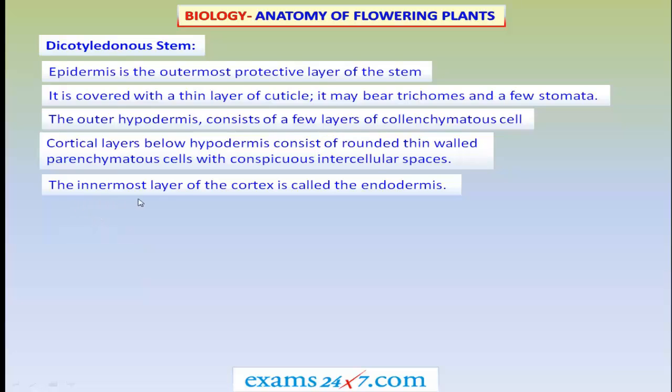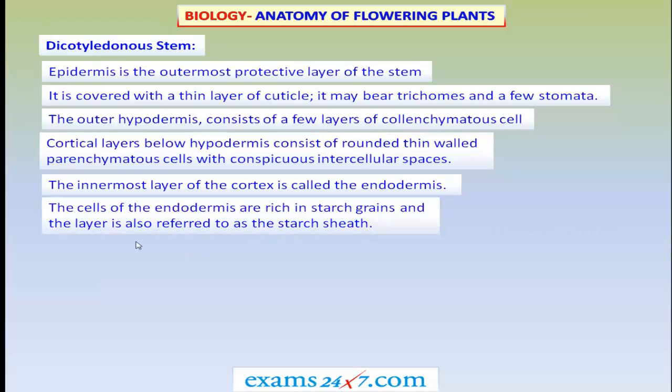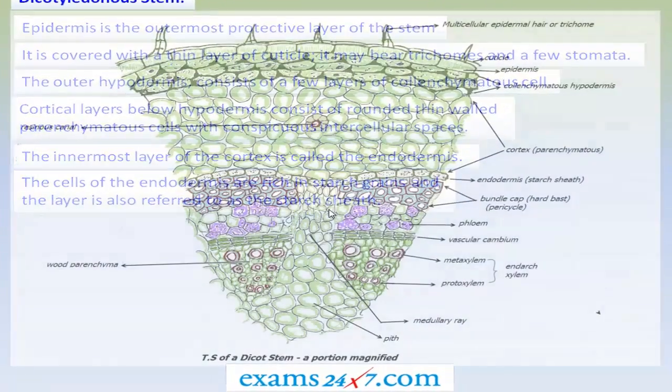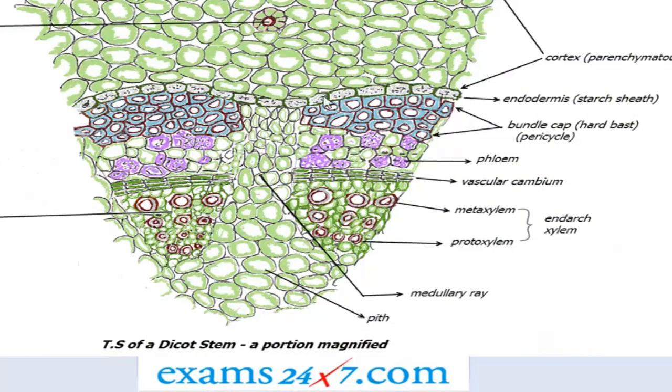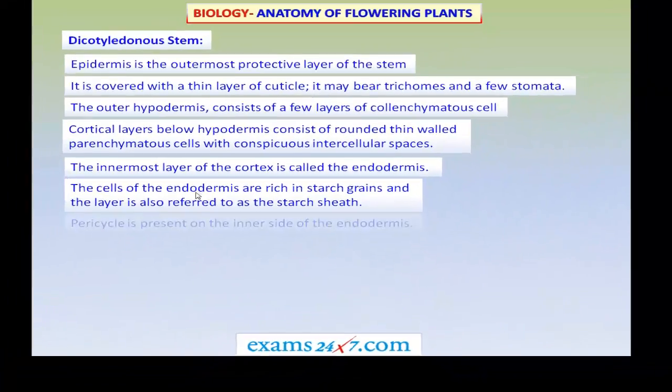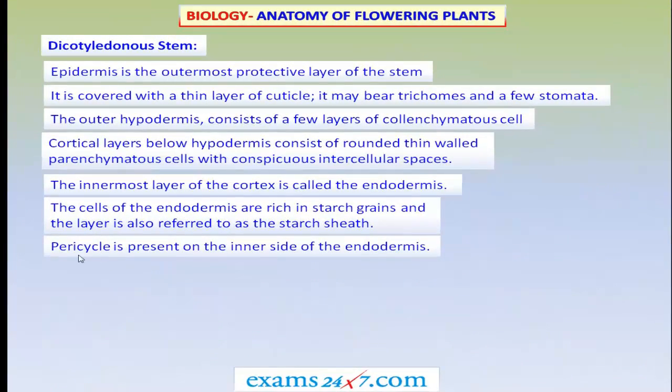The innermost layer of the cortex is called endodermis. When we look at the endodermis, we find that inside these cells there are starch grains, and hence sometimes endodermis is also referred to as starch sheath. Next to the endodermis, all the tissues in the center of a dicot stem constitute the stele.